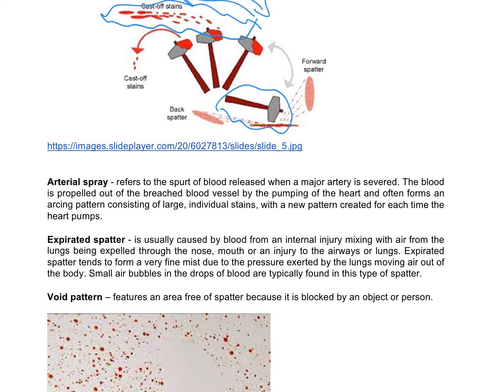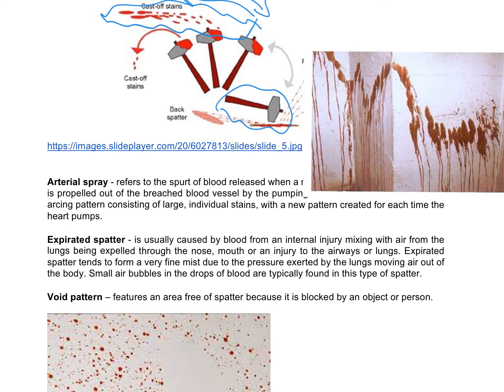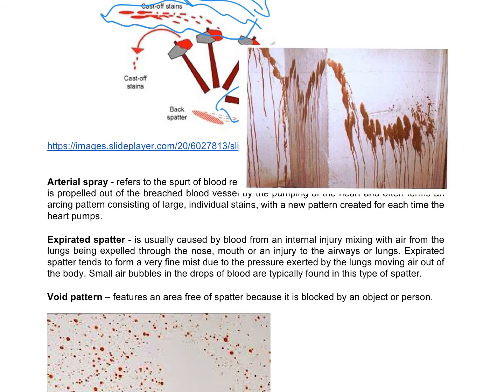Now next will be the arterial spray. This refers to the spurt of blood released from a major artery. The most common one would be near your neck. There's a very big blood vessel. That's why if somebody uses a knife and cuts across it, a lot of blood will be propelled out.